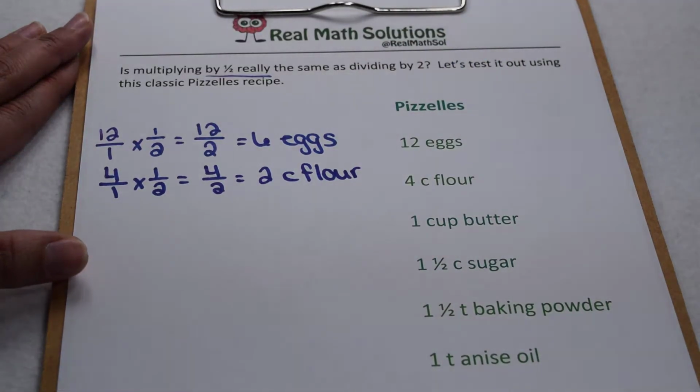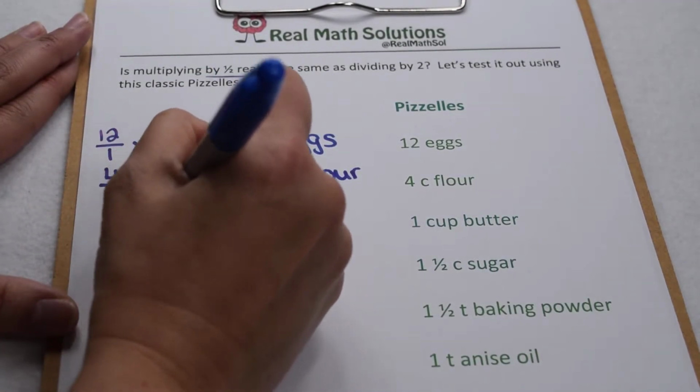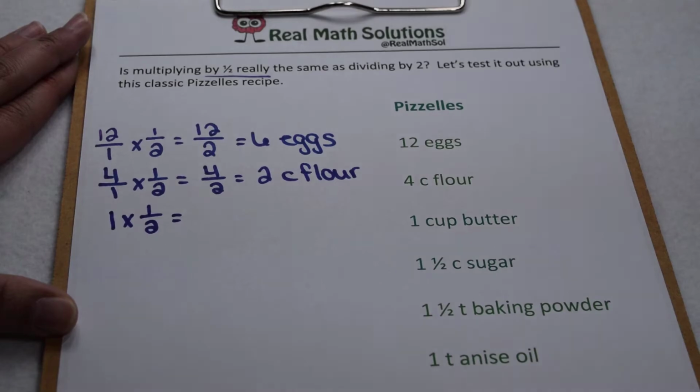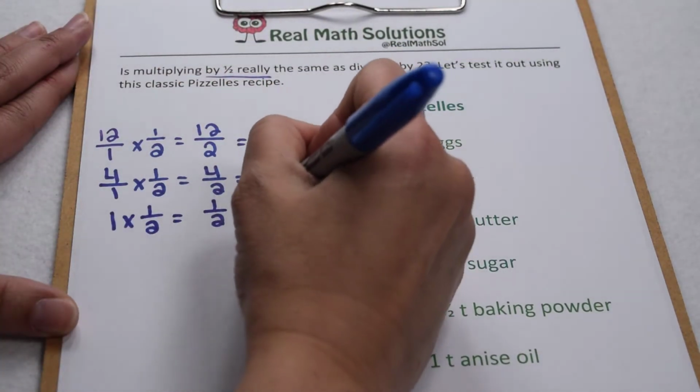On our next ingredient, we have 1 cup of butter. Well, 1 is our multiplicative identity. Anything multiplied by 1 is itself. So 1 times 1/2 now means we're going to need a 1/2 cup of butter.